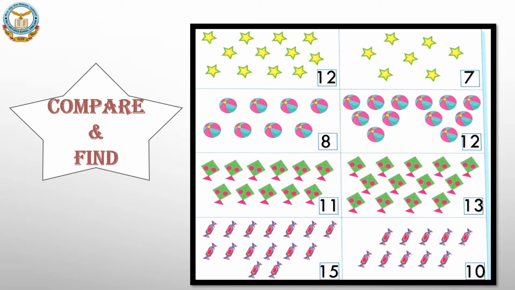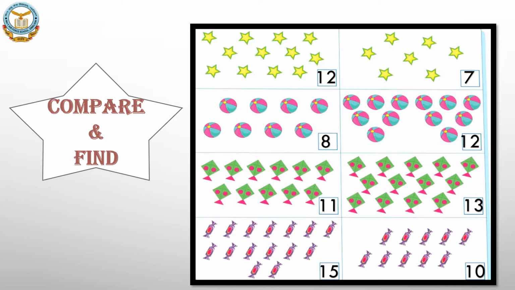So after counting, you have to compare them, which is bigger or which is smaller. So you know that 12 is bigger than 7. We are going to open the crocodile mouth towards 12. Now let's move to the second picture box. In this box, we have arranged certain balls. So let's start counting. In picture 1, there are 8 balls, and in picture 2, there are 12 balls. It is very easy. We are going to open the crocodile mouth towards 12 balls.